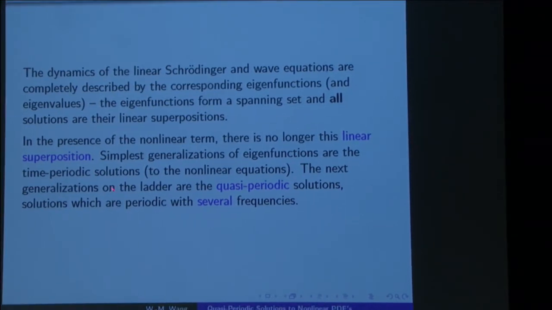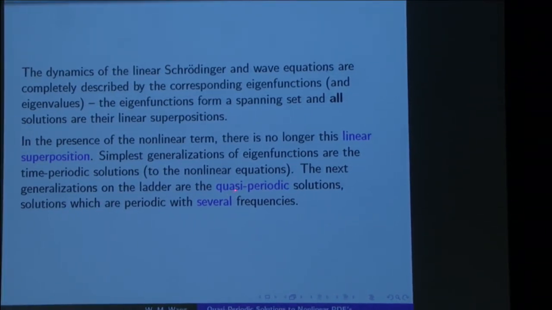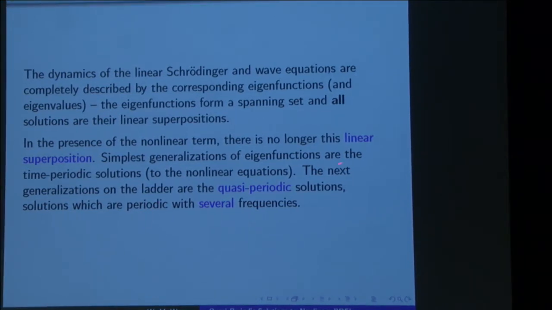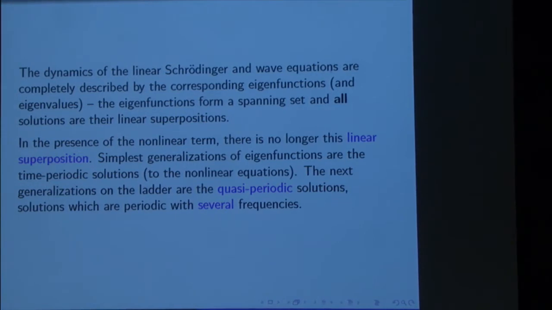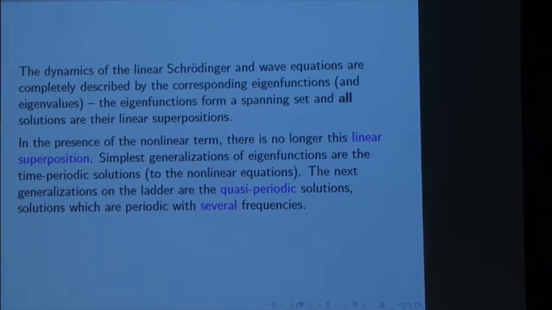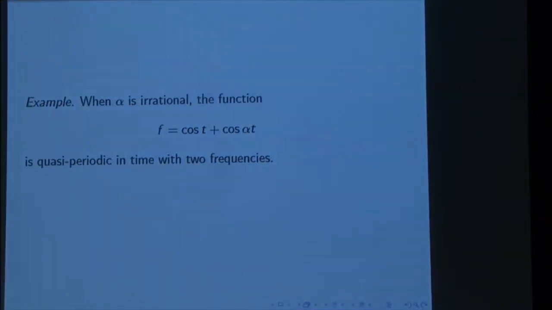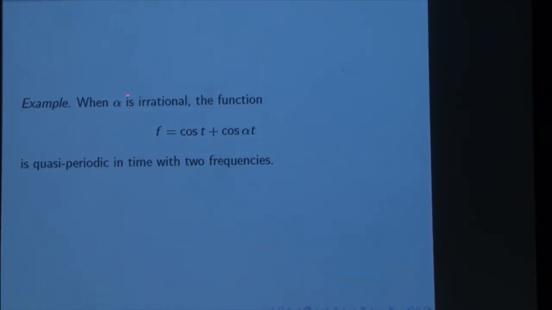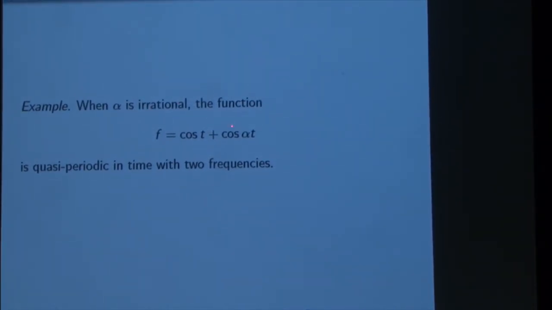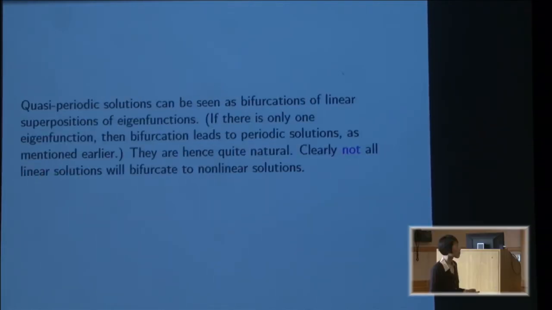Okay. The next generalizations on the ladder are the quasi-periodic solutions. It just means that they're periodic with several frequencies, right? You have a linear superposition of periodic solutions. So I give an example. For example, when alpha is irrational, this simple function is quasi-periodic in time with two frequencies, 1 and alpha, right? Okay, so it's a simple example of a quasi-periodic function.